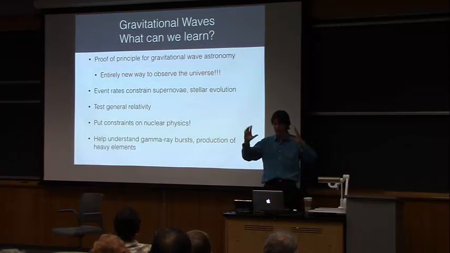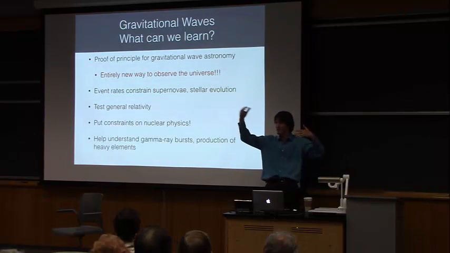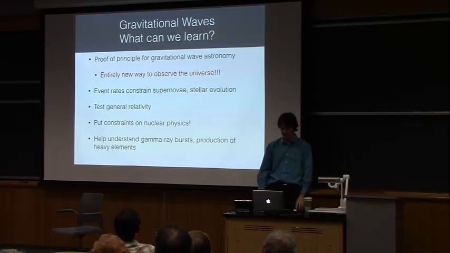Just getting the radius of the neutron star or getting the mass of the neutron star is very useful. We can get constraints on nuclear physics.